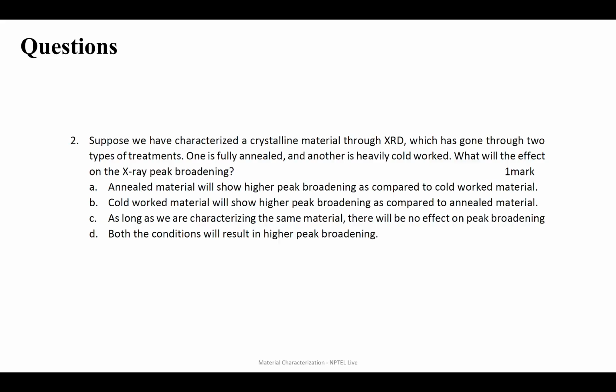Suppose we have characterized a crystalline material through XRD, which has gone through two types of treatments. One is fully annealed and another is heavily cold worked. What will be the effect on X-ray peak broadening? Annealed material will show higher peak broadening as compared to cold worked material. Cold worked material will show higher peak broadening as compared to annealed material. As long as we are characterizing the same material, there is no effect on peak broadening. Both conditions will result in higher peak broadening.